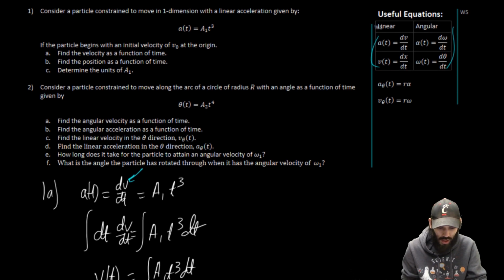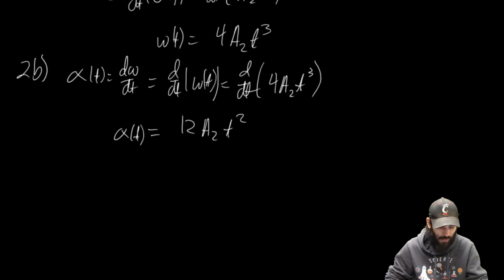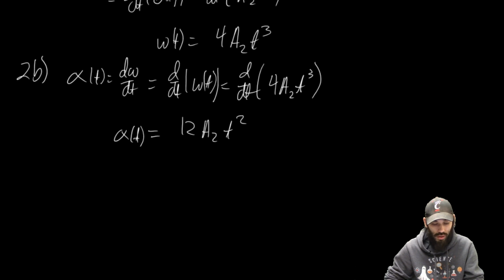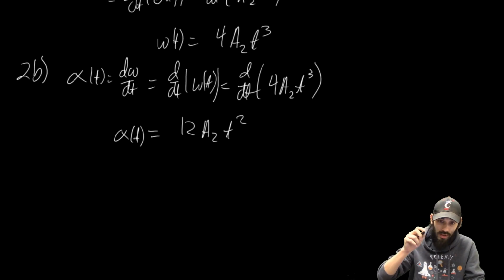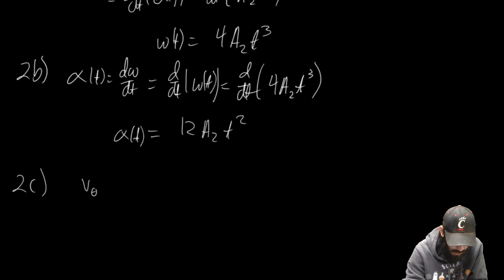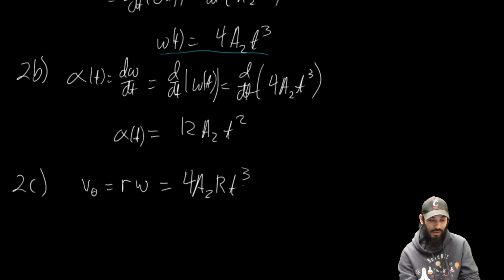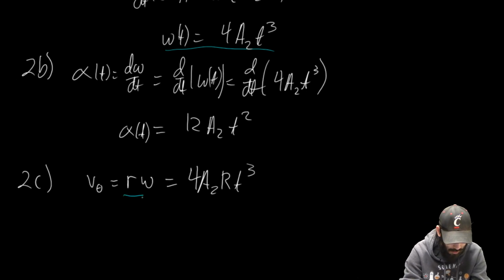I don't quite remember what the next question is asking. We want to find the linear velocity in the theta direction, v sub theta of t. And so we have this relationship between the linear velocity tangent to the circle and the angular velocity. And this says, for 2c, that v sub theta is going to be equal to r times omega. So we take the omega that we have here, and we plug it in here with our radius. So this is going to be 4a2rt cubed.